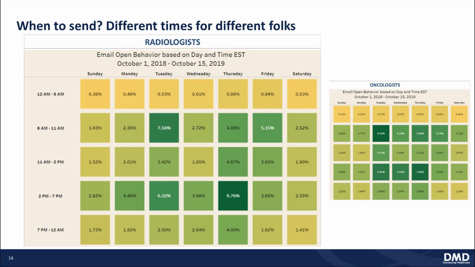These two groups can frequently get combined together when doing a send, right? We're going to send to the oncologists and radiologists because this message is relevant to both of them. But they're not the same. They share some similarities, right? So you can see that, for the radiologists, Thursday afternoon is the ideal time to send to this group.